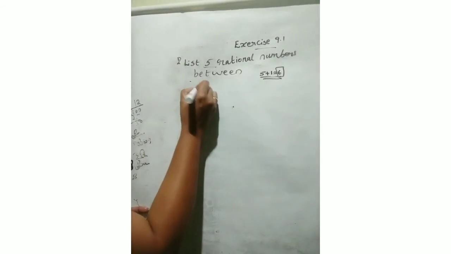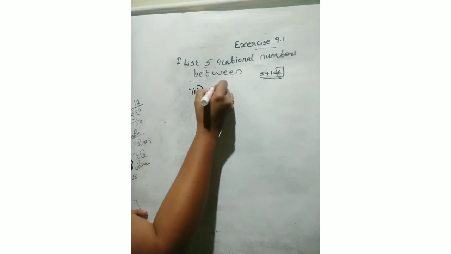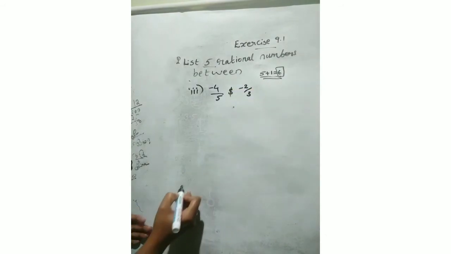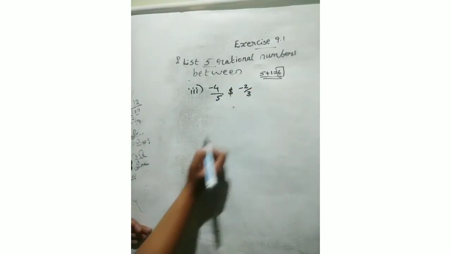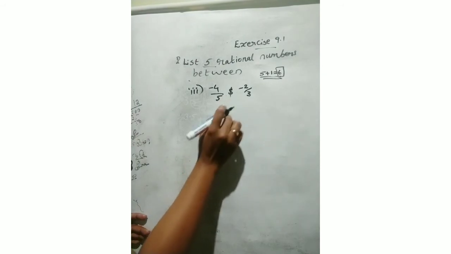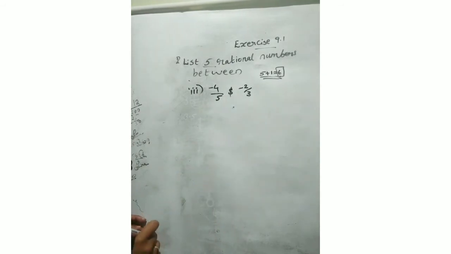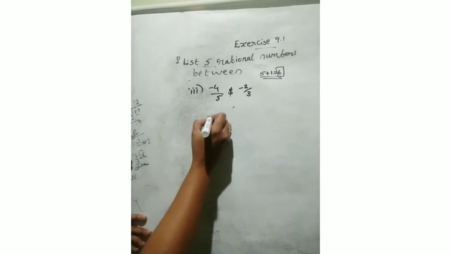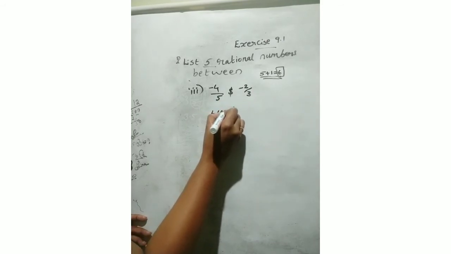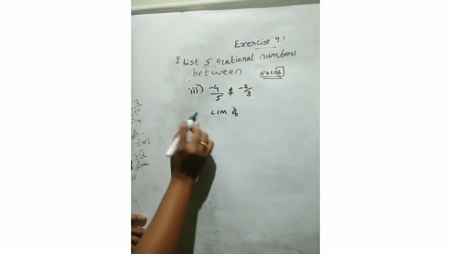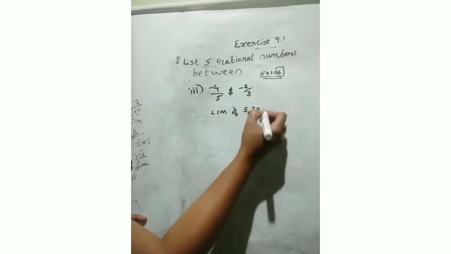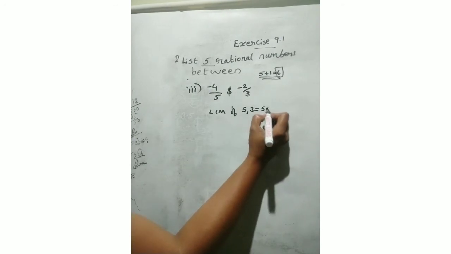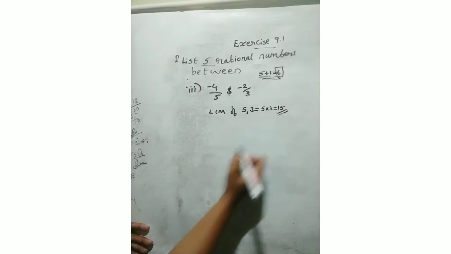Here, third question is negative 4 on 5 and negative 2 on 3. Okay, negative 4 on 5 and negative 2 on 3. First, we can make these two rational numbers like rational numbers. That is, the denominators are same. So, first we can find the LCM of denominators. Here the LCM of denominators 5 and 3 is, there is no common factor for dividing these two numbers. So, we can multiply 5 times 3 is equal to 15.